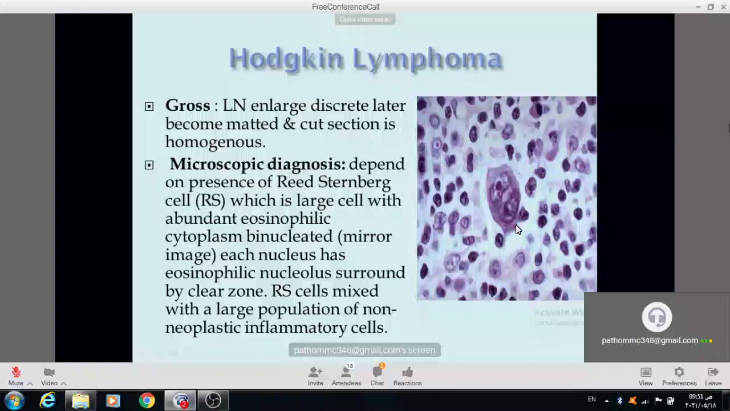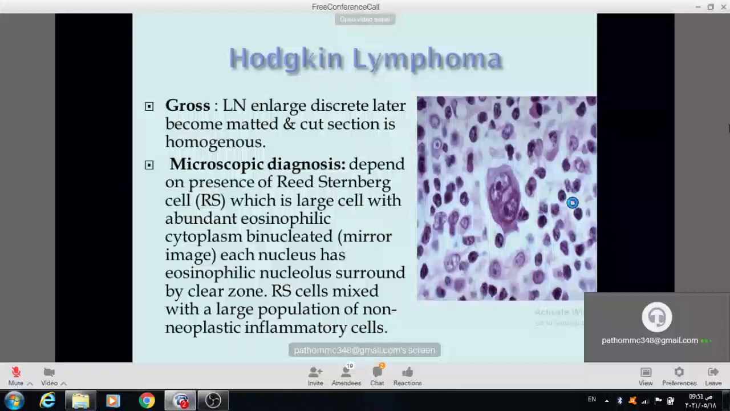It is very important to know the histology of the RS cell because it is a common question in the theory and in the practical exam. The RS cells are mixed with a population of non-neoplastic inflammatory cells. The cells around the RS cell are non-neoplastic cells, consisting of lymphocytes, sometimes eosinophils and other types of cells. So what are the neoplastic cells in Hodgkin lymphoma? They are the RS cells, or Reed-Sternberg cells, and the background consists of non-neoplastic inflammatory cells.